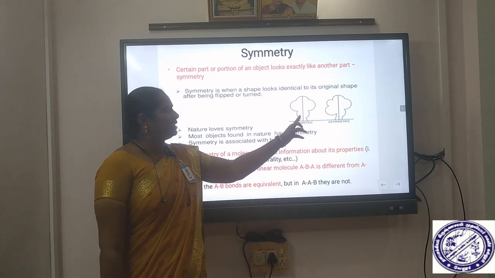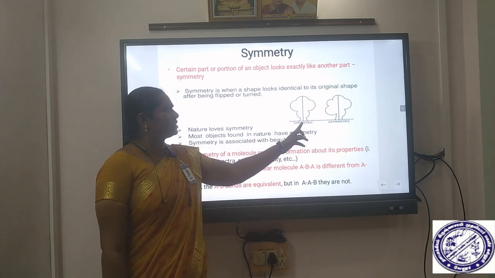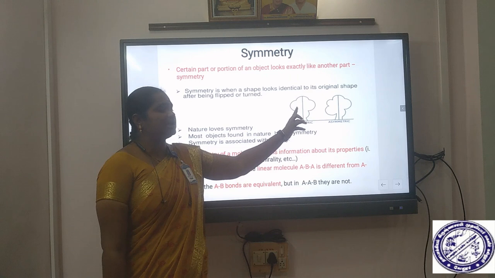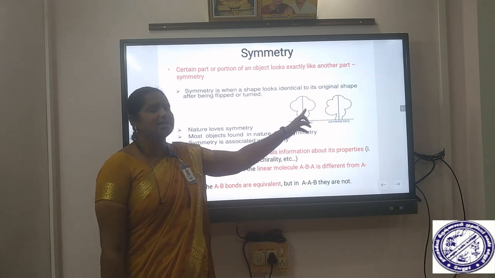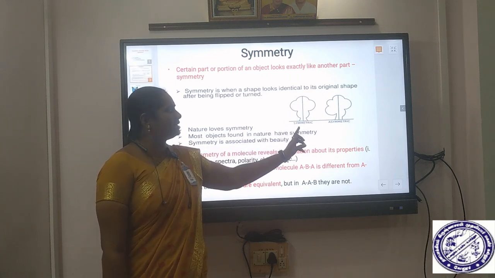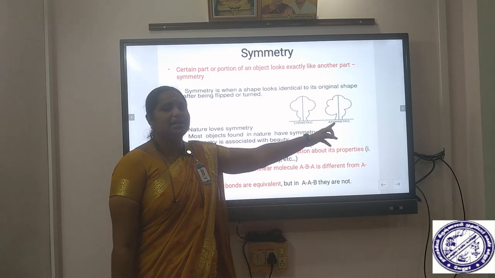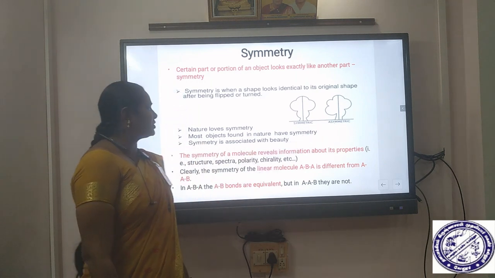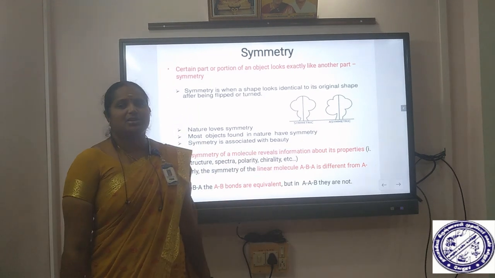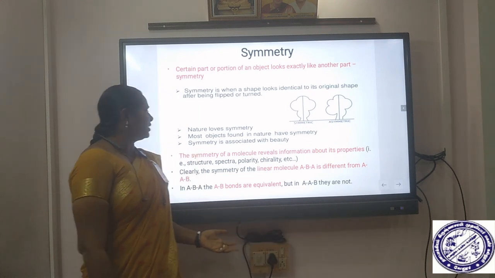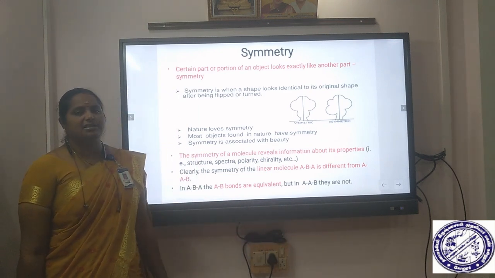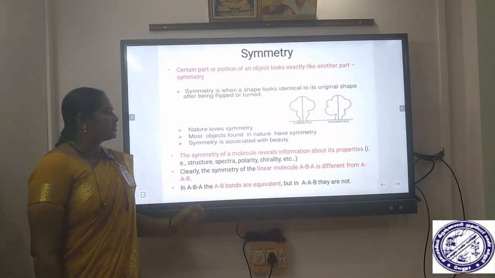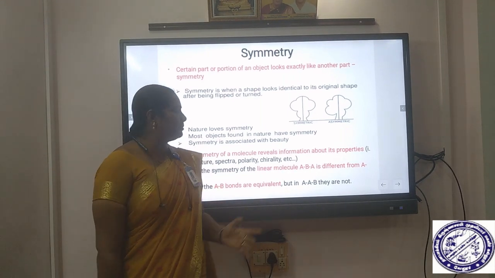Symmetry is the thing when we cut the object into two equal halves, one half will be identical to the other. It is called a symmetry. When it is dissimilar, it is called an asymmetry. Usually nature allows symmetry. Most objects found in nature will have symmetry. So symmetry is associated with beauty.